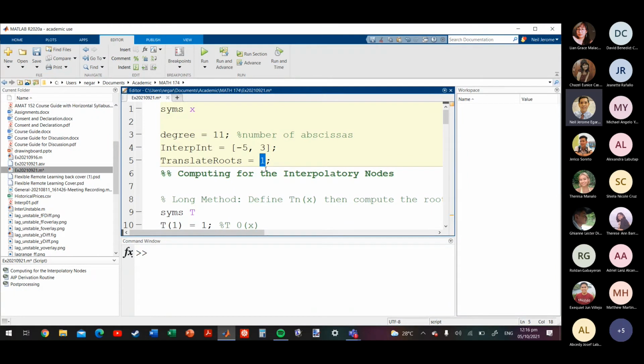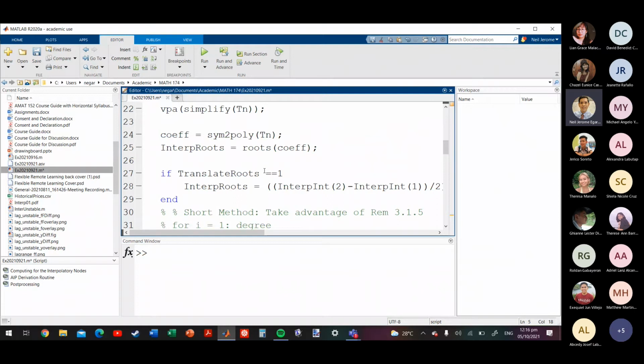Kasi kung makikita nyo dito, so if translate roots is equal to 1, then I will do the following things. So kailangan kong i-translate at a scale bawat roots ng Legendre polynomial na na-compute natin kanina. So I named the roots of the Legendre polynomial as interp roots, pero gusto ko silang i-update. So ibig sabihin, yung bagong laman ng interp roots would be this.